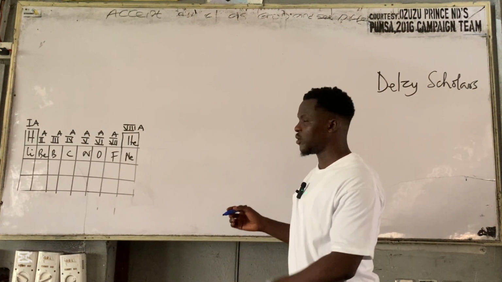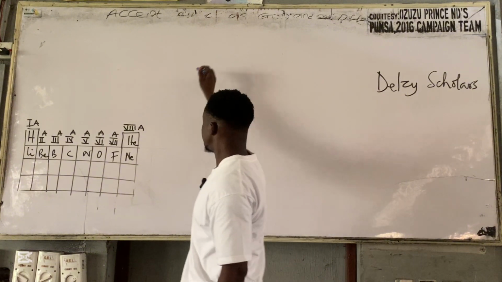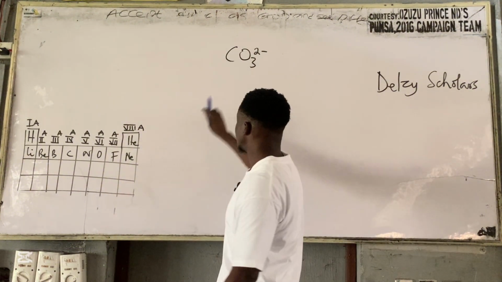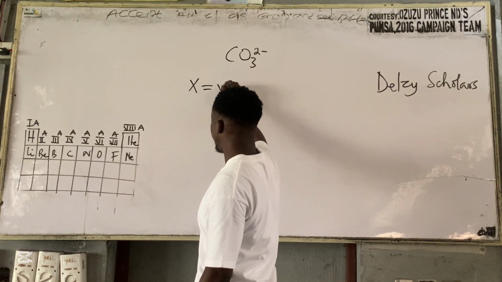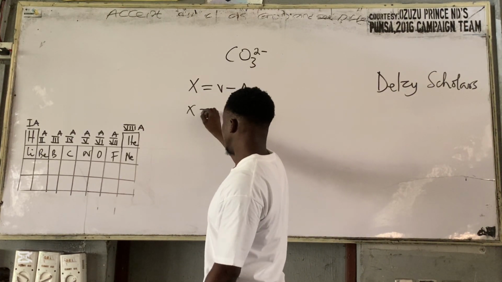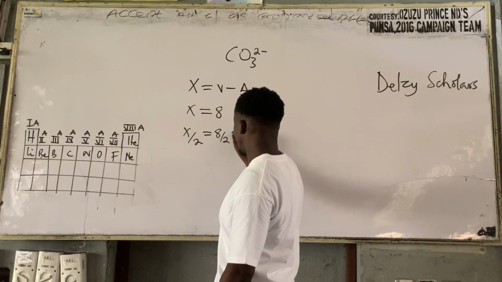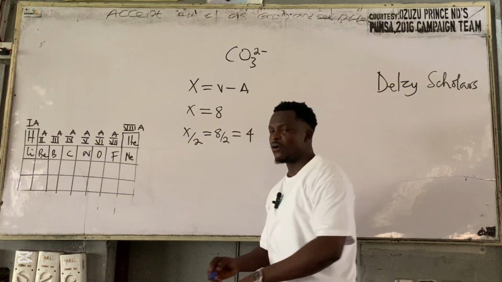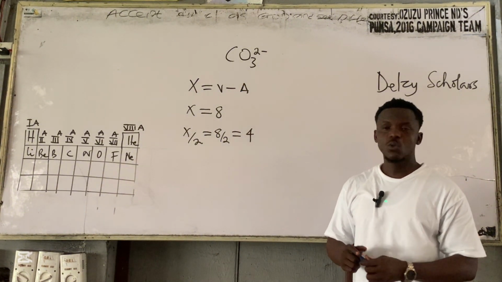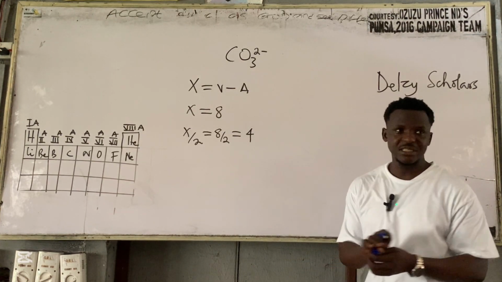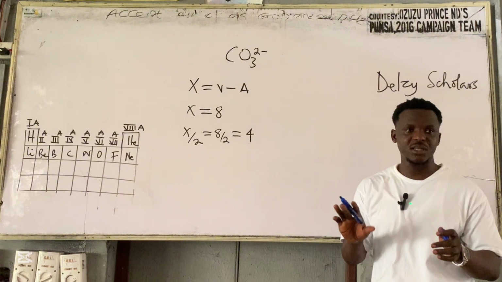Now, this particular step is what I did previously, right? In the case of this CO3 2 minus, we had earlier solved for the X for this, which is V minus A, and we got our X to be 8. When you divide this by 2, we got 4. It means that this compound has 4 bonds. So once you've done these calculations, the next thing you're going to do is to start drawing the skeletal form. Skeletal simply means without the bonds.